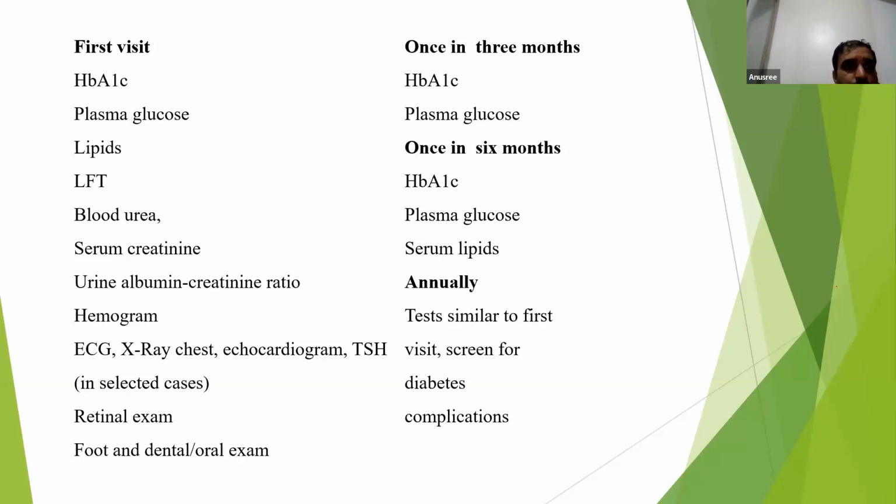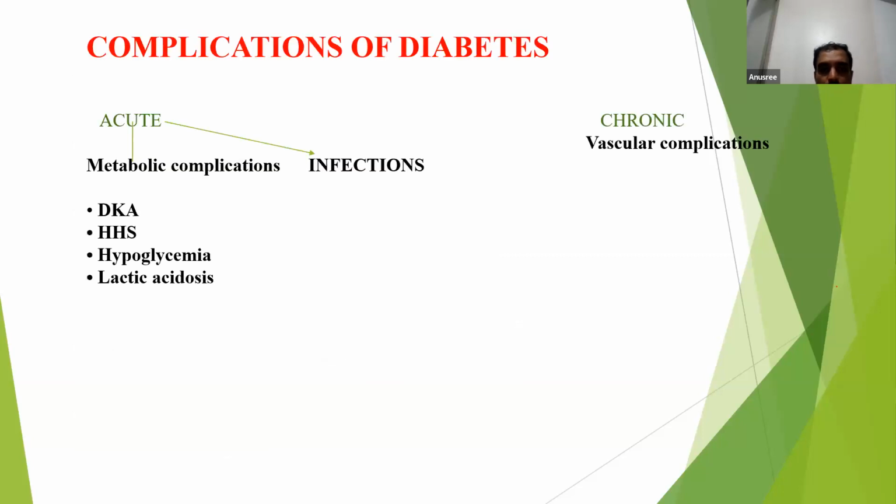In the first visit, it is usually advised to do HbA1c, plasma glucose levels, lipid profile, liver function tests, renal function tests, urine albumin creatinine ratio, hemogram, ECG, chest X-ray and echocardiogram, and thyroid TSH values if indicated and if the history suggests it, and retinal examination, foot examination, and oral examination. Once in 3 months, HbA1c and plasma glucose should be repeated. And once in 6 months, HbA1c, plasma glucose, and serum lipids. Annually, all these tests should be repeated. And I don't think the majority of our patients will be able to afford this.